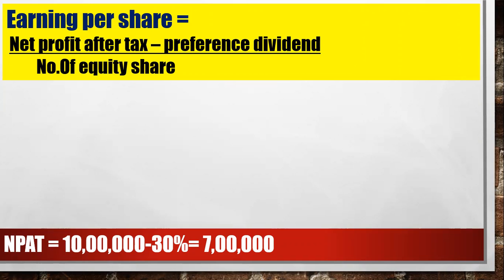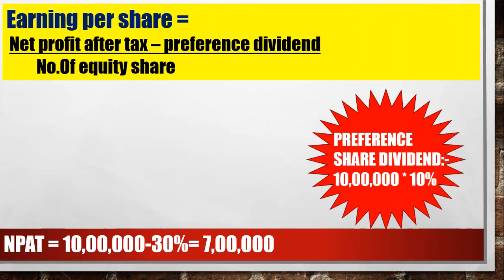You have to calculate the preference dividend. So this is the preference dividend. How will you calculate it? As I told you, preference share capital is 10 lakh. You have to give the 10% as a dividend. They have not told you to give the dividend over here, but there is a hidden adjustment, you can call it.